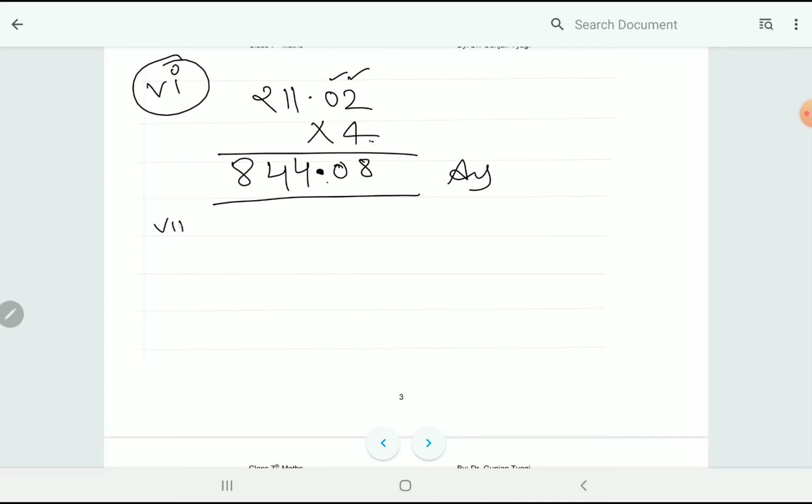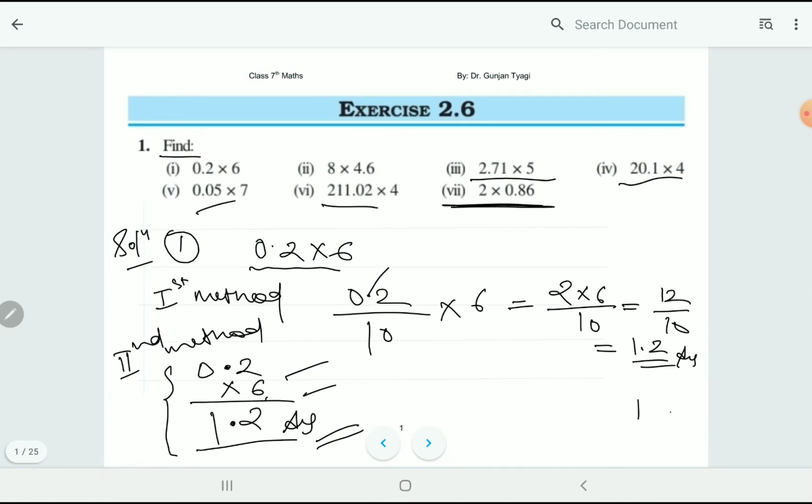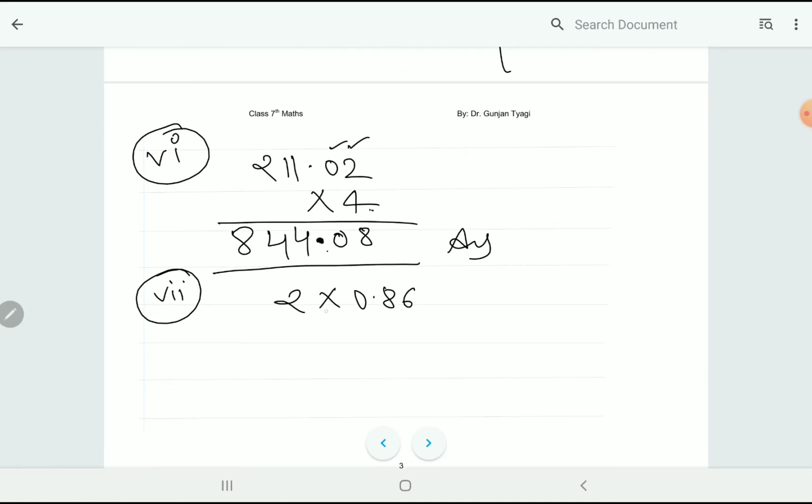Let's do the seventh part. It is the last part of this question. 2 multiply 0.86. Do the simple multiplication. 0.86 multiply 2. 2 6s are 12, 1 carry. 2 8s are 16 and 1 is 17. And there is a decimal after 2 places, so in the answer it will come at the same place. So this is the answer.